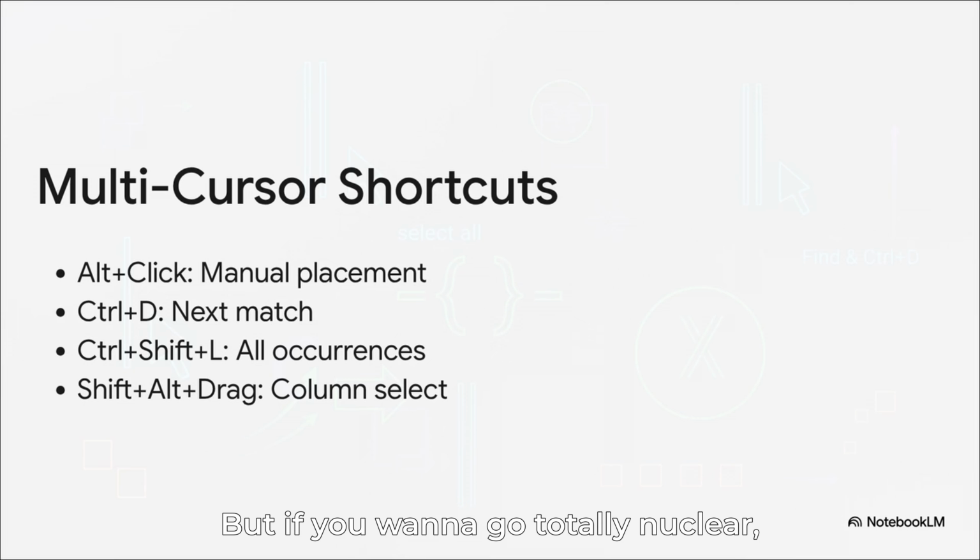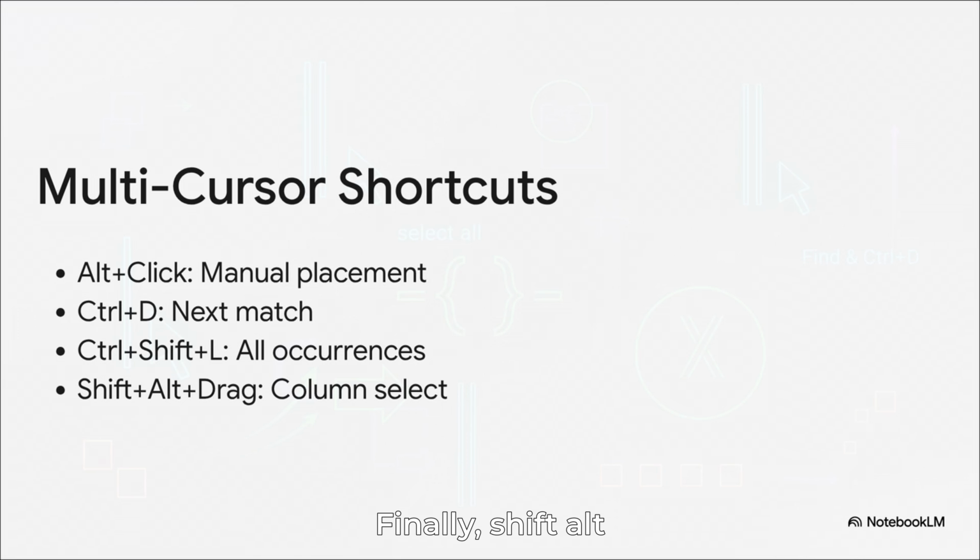But if you want to go totally nuclear, use Control-Shift-L. This selects every single occurrence of your highlighted text in the entire file instantly. Finally, Shift-Alt-Drag lets you draw a vertical column of cursors. Guys, this is how you multiply your actions, instead of just repeating them over and over.